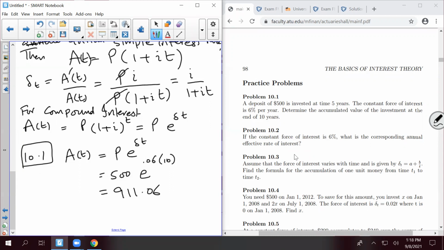Doesn't that look too much? No, it's time 5 years. You use 10. Oh, it's invested for 5 years. A deposit of 500 is deposited at time 5 years. And then what's the value after 10 years? So it sits for 5 years, right? Because it's deposited at time 5 and then it's collected at time 10. So it sits for 5 years and not 10 years.